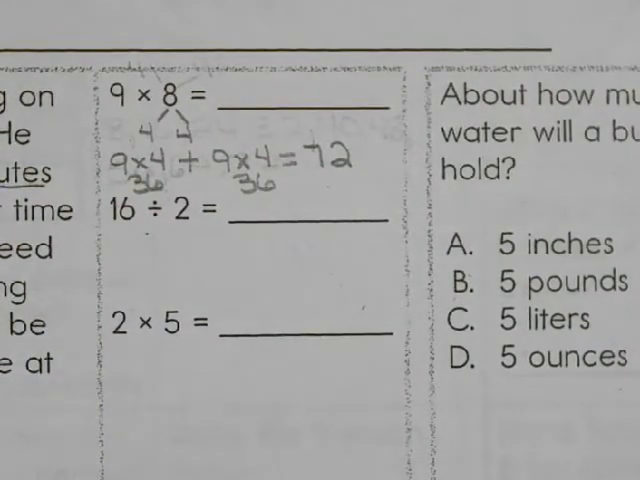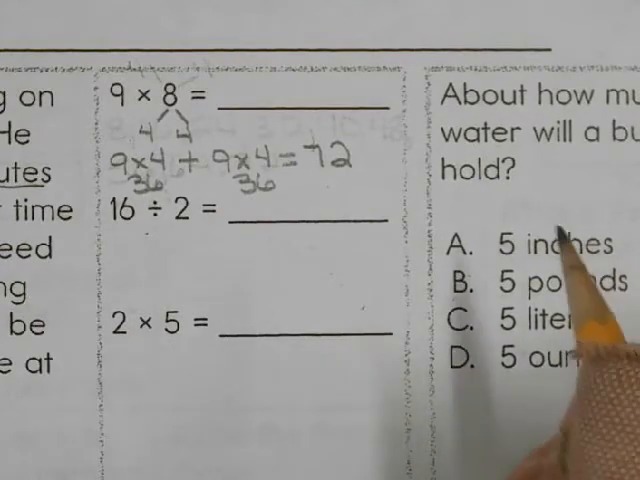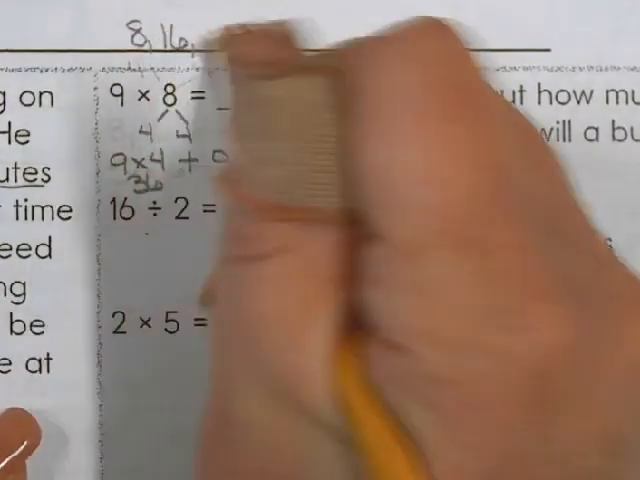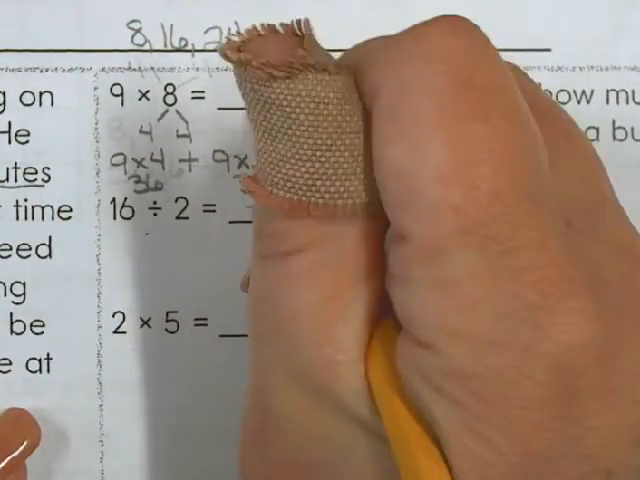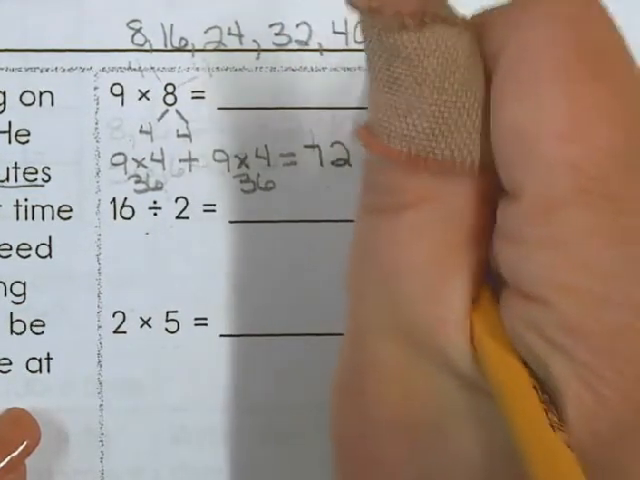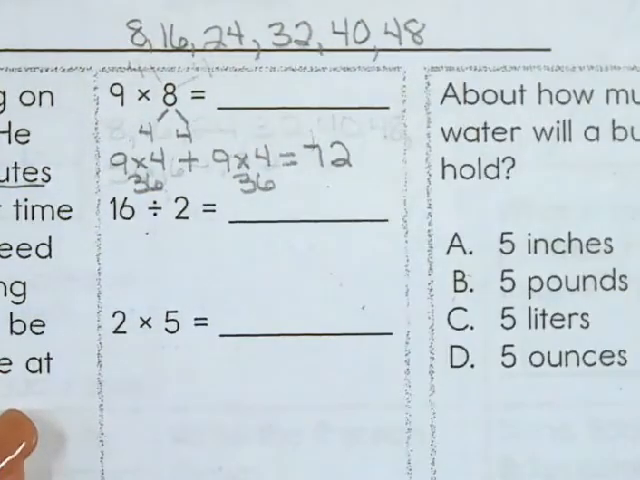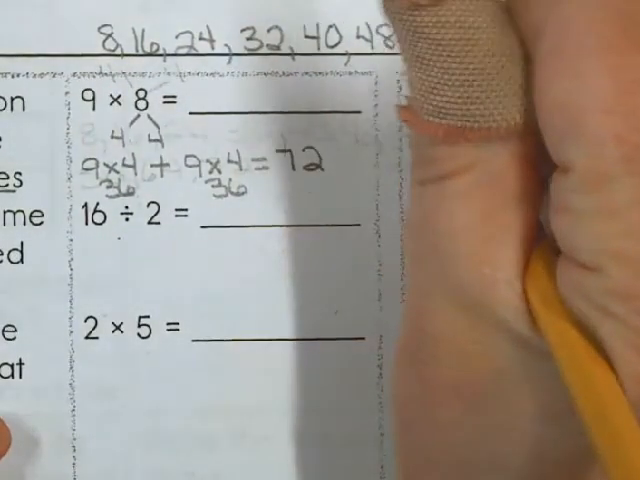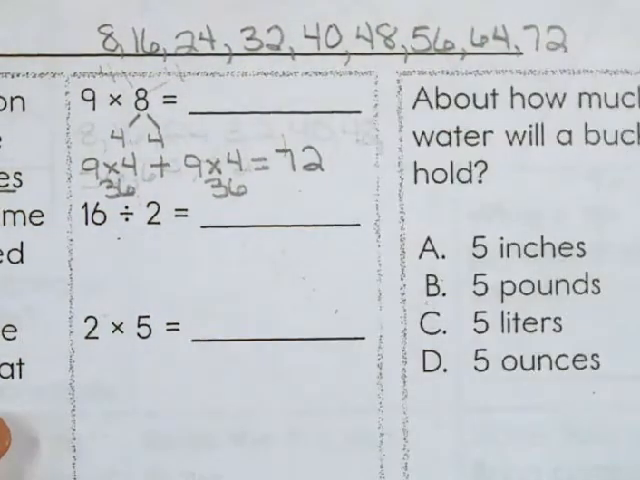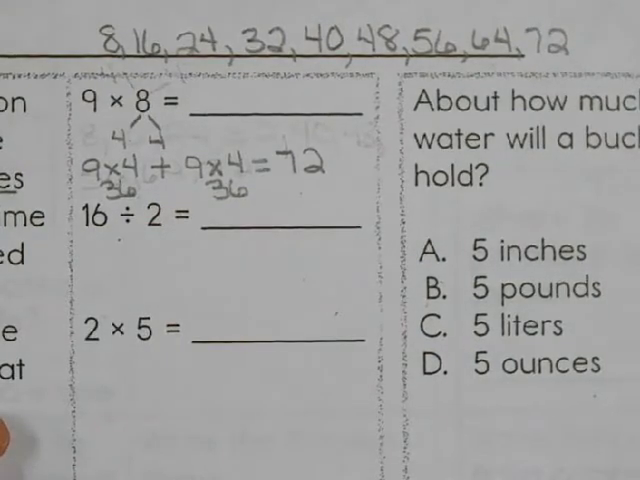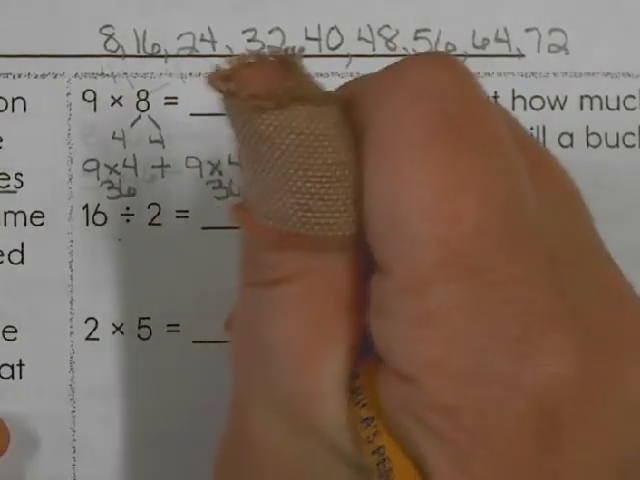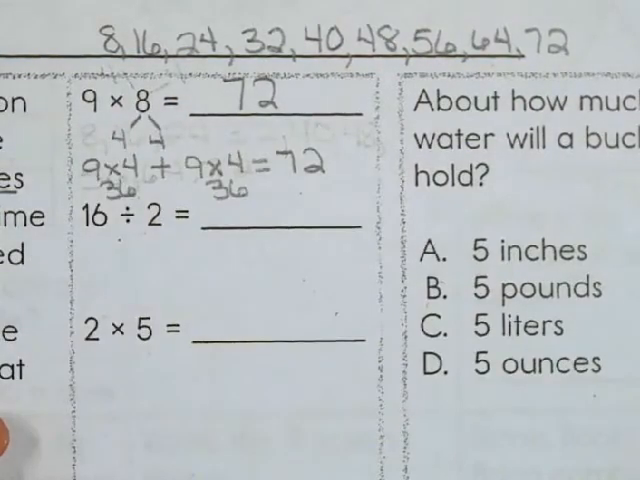Now, we could also count by eights if we wanted to do that as well. We could start off with 8, 16, 24, 32, 40, 48. Moving on, we have 56, 64, and finally 72. And there would be our 9 groups of 8. So either way, you're still going to get a product using the factors of 9 and 8 to make 72.